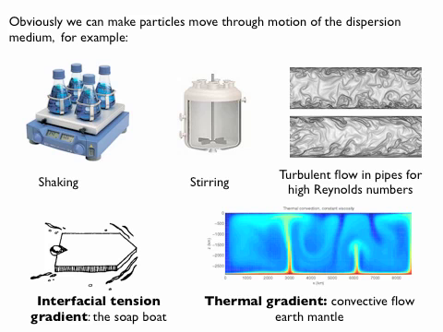We talked a little bit about laminar flow, but if you increase the speed, then you get some turbulence and you can mix stuff. Here you see some turbulent flow in pipes at high Reynolds numbers. So inertia is important.